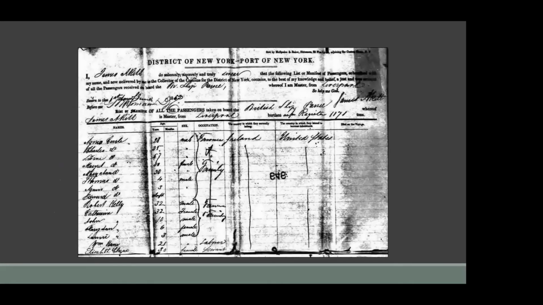Here we have June 1st of 1852, so 52 years after that last passenger list we just looked at. This is the ship Parsi, and it is coming from Liverpool, England to New York. Here we have Agnes Curl, 28-year-old male, it's a farmer, coming from Ireland to the US.